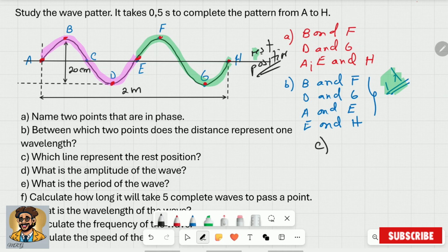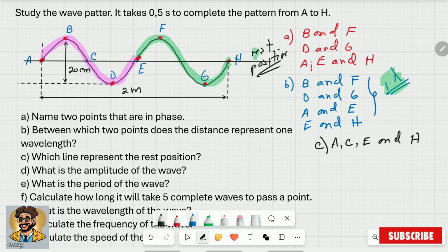So this one is question C. What are the points that if you make the line will represent the rest position? A, C, E, and H. And we mentioned yesterday that you cannot say from A to H, because from A to H include all the points. It's A, B, C, D, E. So it's not like that. It's the points that if you join them, they will make a line. That is the question there.